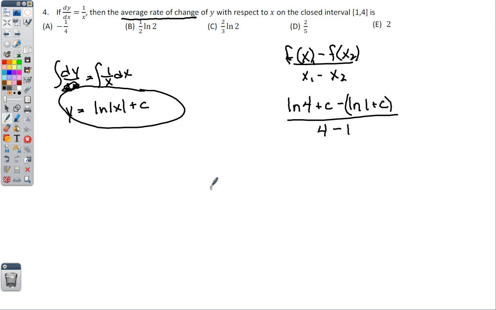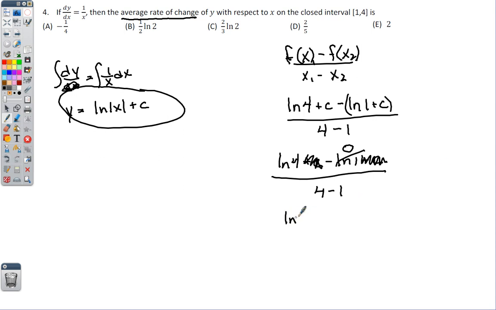This is going to become natural log of 4 plus c minus natural log of 1 minus c, and the c's are actually going to cancel. Which should make sense. It's the average rate of change. And this plus c, all it does is move the curve up or down a little bit. So the plus c's don't really matter. Over 4 minus 1. And the natural log of 1 is 0. And I get the natural log of 4 over 3.